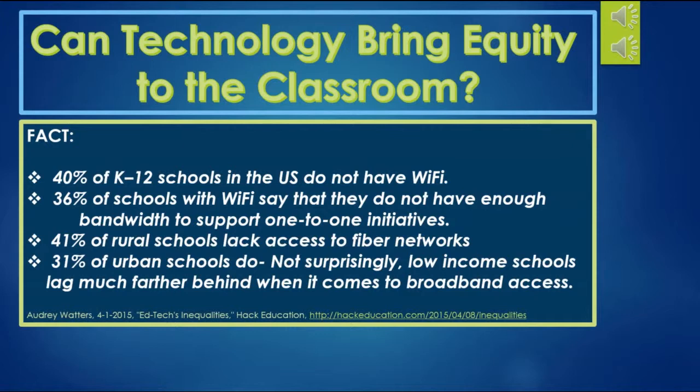Fact: 41% of K-12 schools in the U.S. do not have Wi-Fi. 36% of schools with Wi-Fi say they do not have enough bandwidth to support one-on-one initiatives. 41% of rural schools lack access to fiber networks, while 31% of urban schools do. Not surprisingly, low-income schools lag much farther behind when it comes to broadband access.